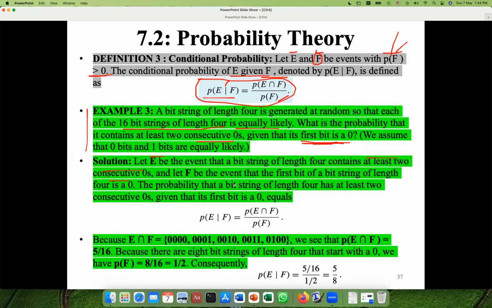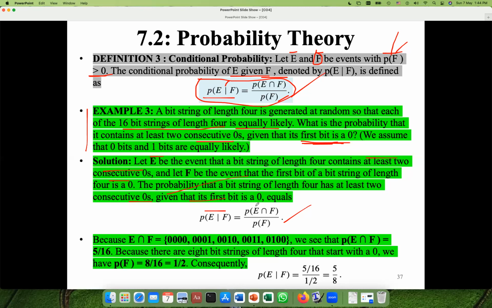So the probability that a bit string of length 4 has at least 2 consecutive zeros, for that we have to use that equation. Just write this equation by using conditional probability. Write that equation: probability of E given F, I will compute by using that.